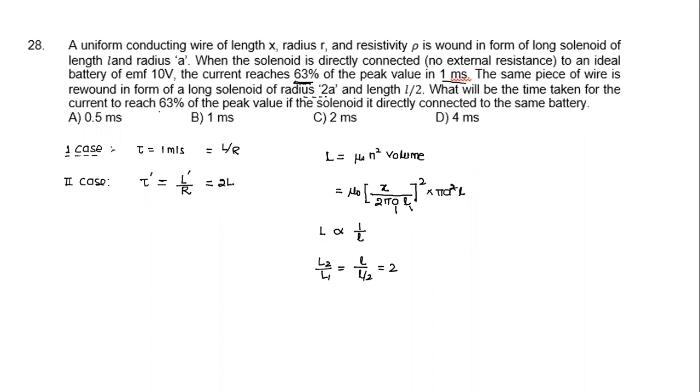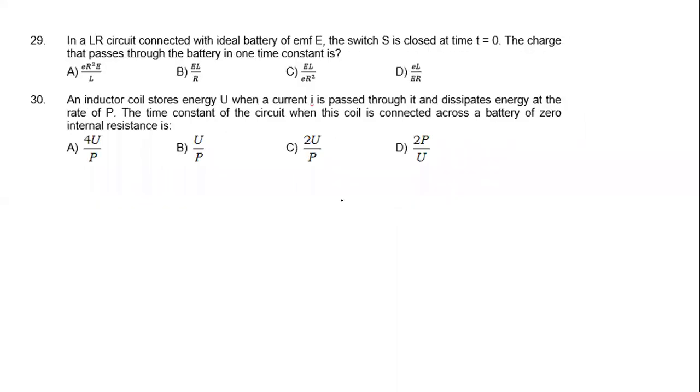It will become 2L by R. Hence, tau dash will be equal to 2 milliseconds. So it means it will take 2 milliseconds to reach that value. That's how this question is. And you look at the calculations involved, they are not too complicated. These two are fairly direct questions.